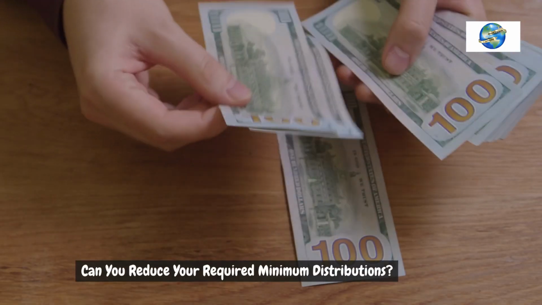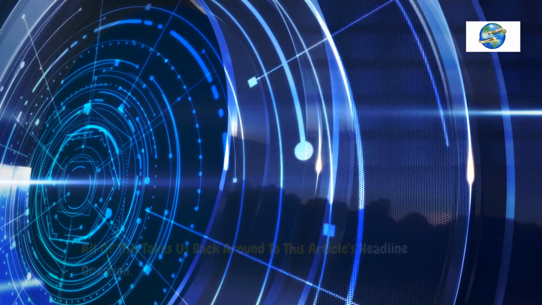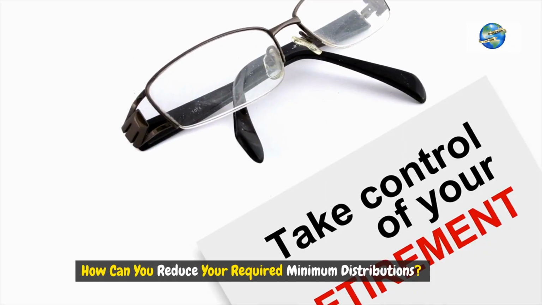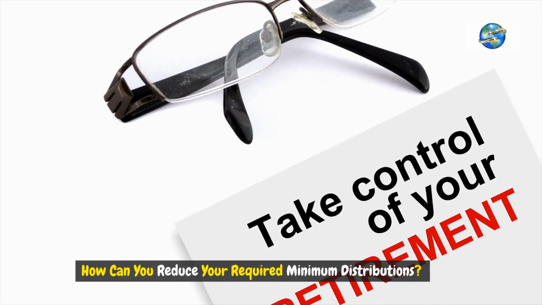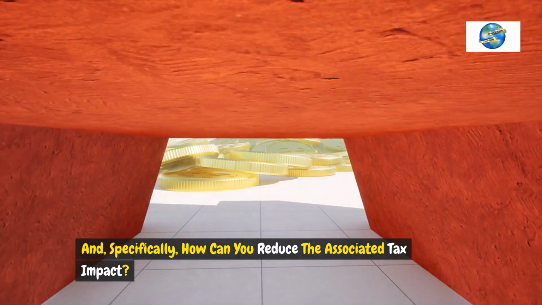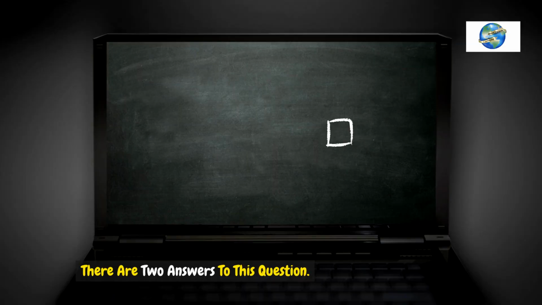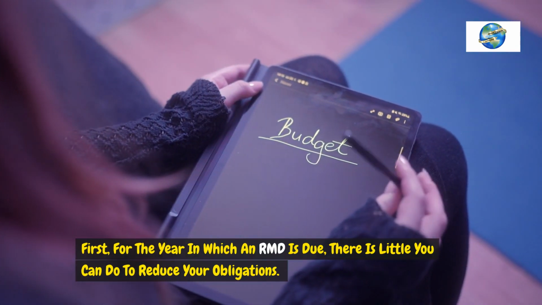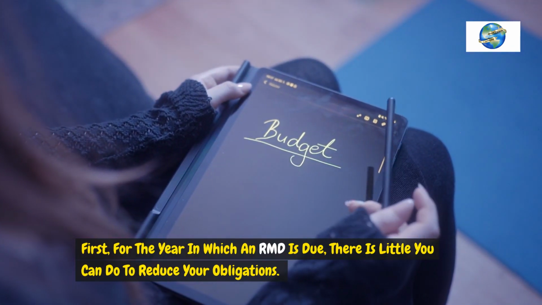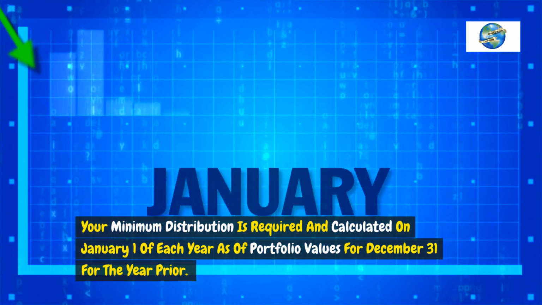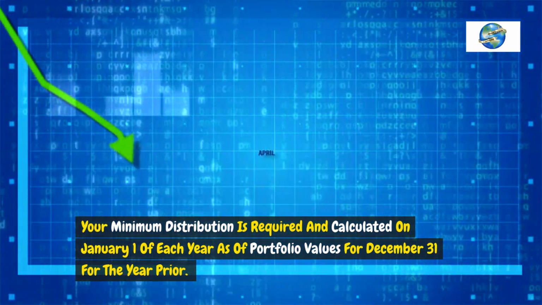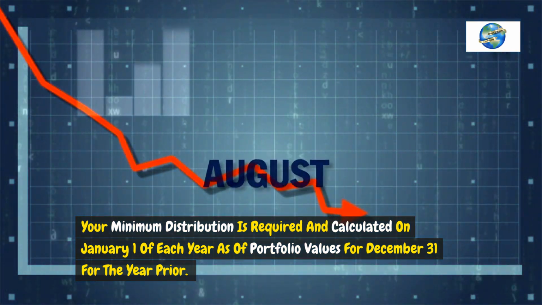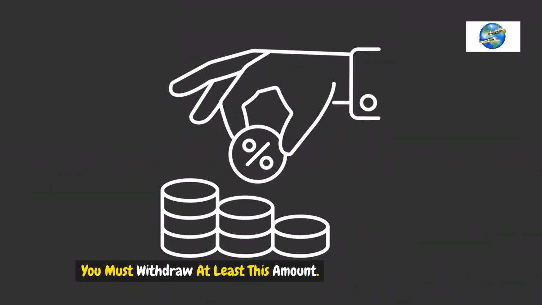Can you reduce your required minimum distributions? All of this takes us back around to this article's headline question. How can you reduce your required minimum distributions? And specifically, how can you reduce the associated tax impact? There are two answers to this question. First, for the year in which an RMD is due, there is little you can do to reduce your obligations. Your minimum distribution is required and calculated on January 1st of each year as of portfolio values for December 31st for the year prior. You must withdraw at least this amount.